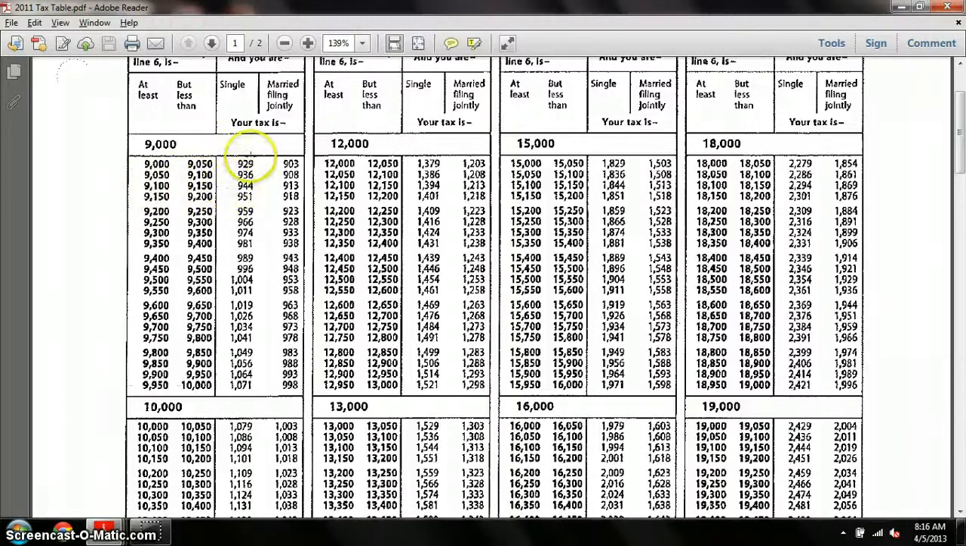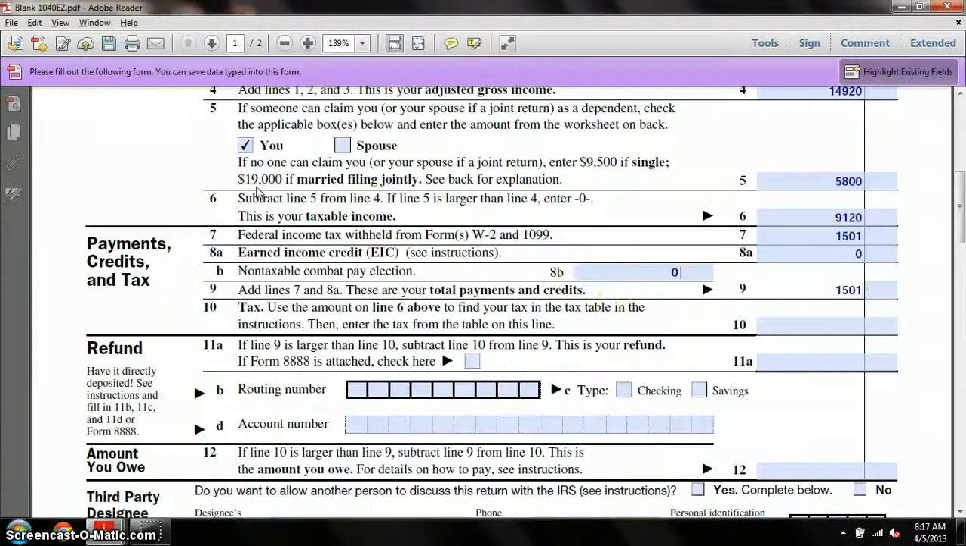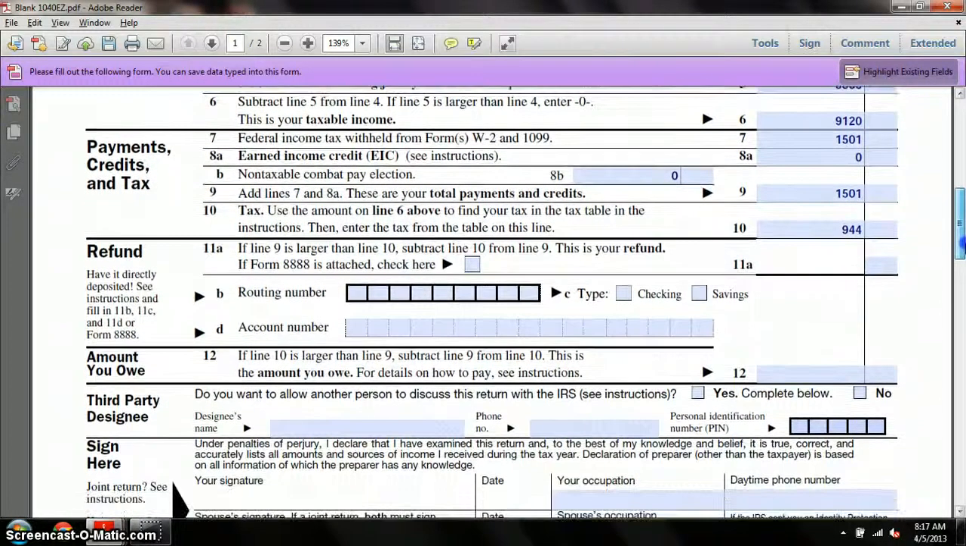Now we move over. Here it says if you're single, you're going to use this first column. If you're married filing jointly, you're going to use this second column. So remember we said Roberto is single, so we take this 9,100 to 9,150 bracket here, and we can see a single person that fits that bracket. Tax is $944. So this is the amount that we're going to enter in on line 10 of the 1040. Easy.